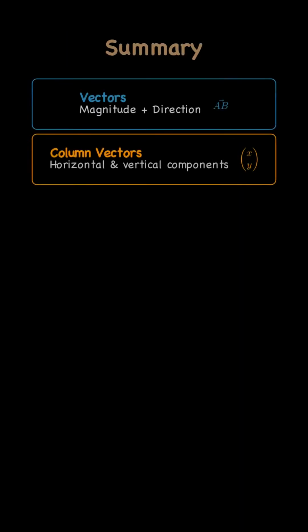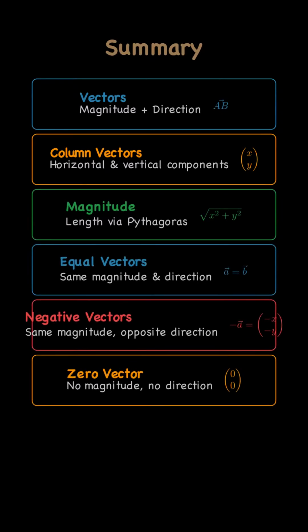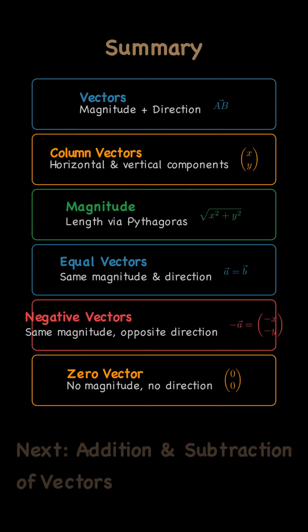Let us summarize. Vectors have both magnitude and direction. Column vectors use x, y notation with horizontal and vertical components. Magnitude equals the square root of x squared plus y squared using Pythagoras. Equal vectors have the same magnitude and direction. Negative vectors have the same magnitude but opposite direction. And the zero vector, 0, 0, has zero magnitude and no direction. Next lesson, we will learn how to add and subtract vectors using the triangle.